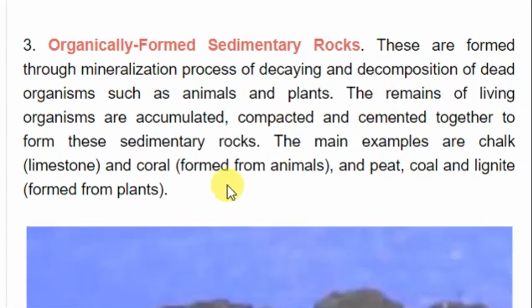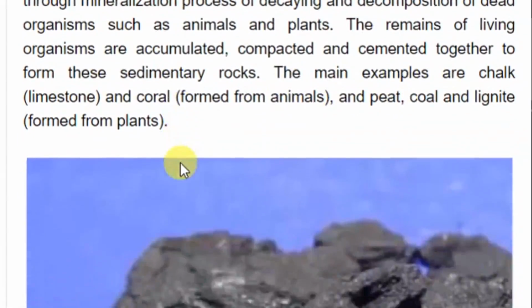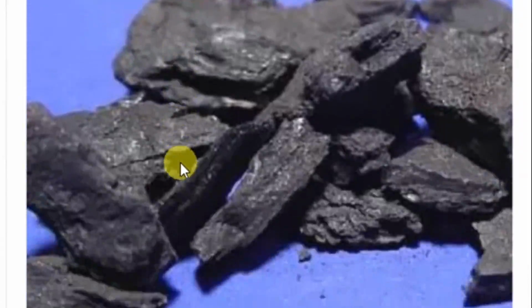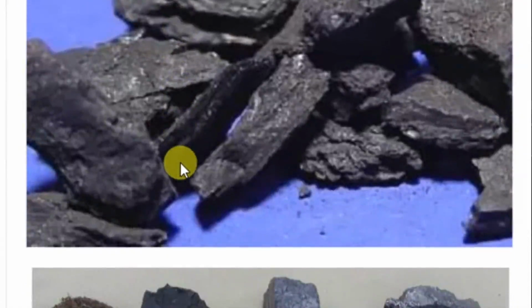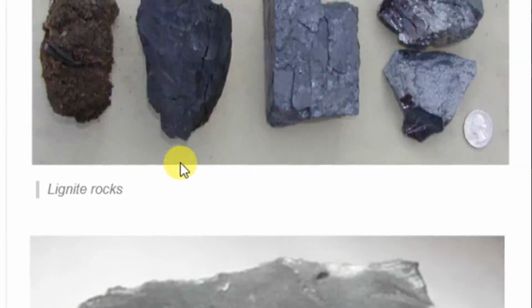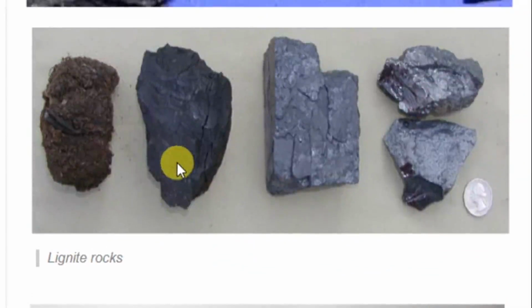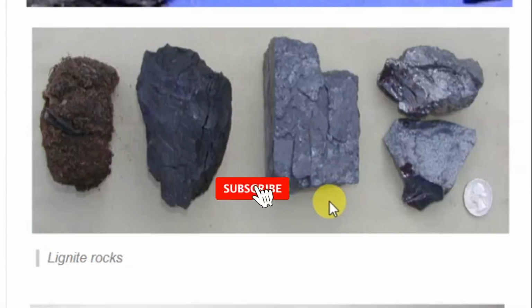Then you have coral formed from animals, and peat, coal, and lignite formed from plants. So I know about coal. Wengi tunafahamu makaa ya mawe. Makaa ya mawe is one among the examples of the organically formed sedimentary rocks. Unaona haya makaa ya mawe, lignite rock. Normally haya mambo tumeshayaona sehemu nyingi, makaa ya mawe, lignite rock.